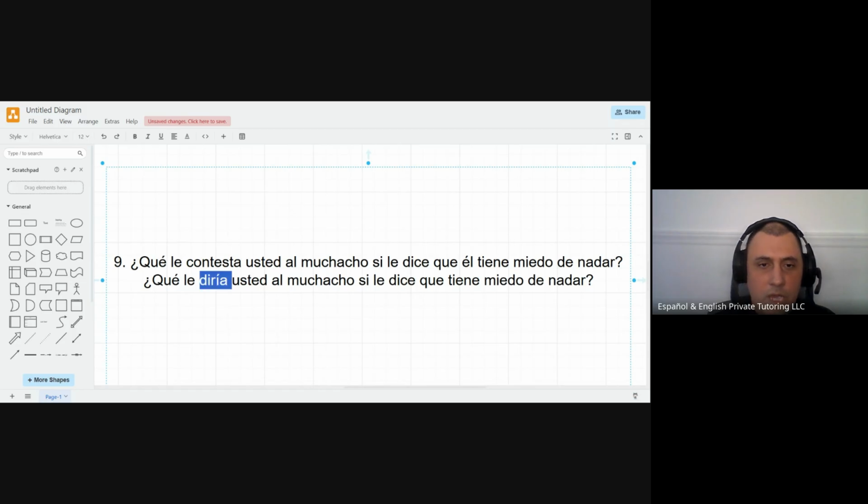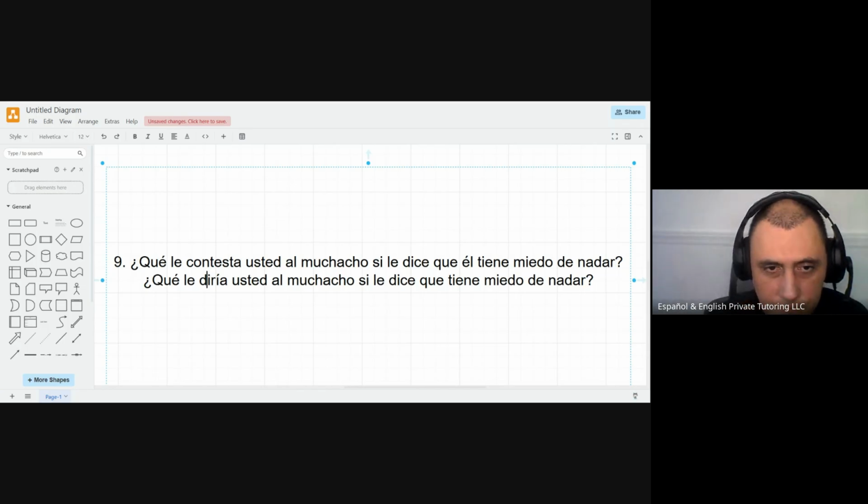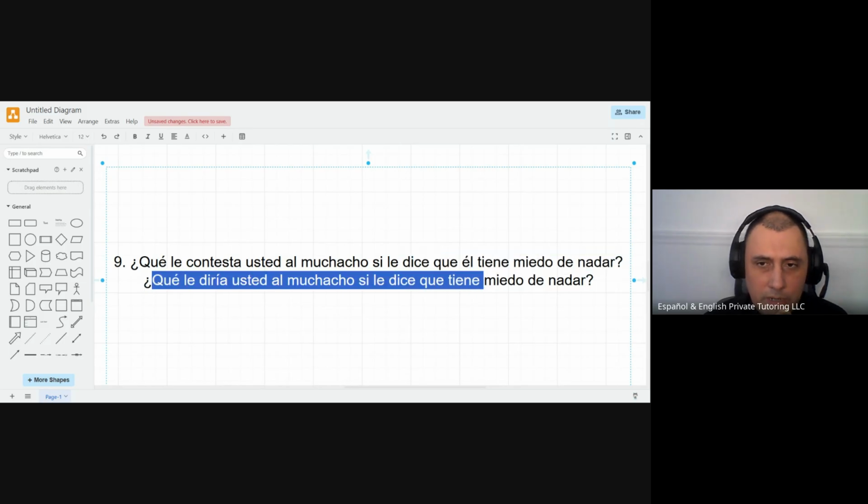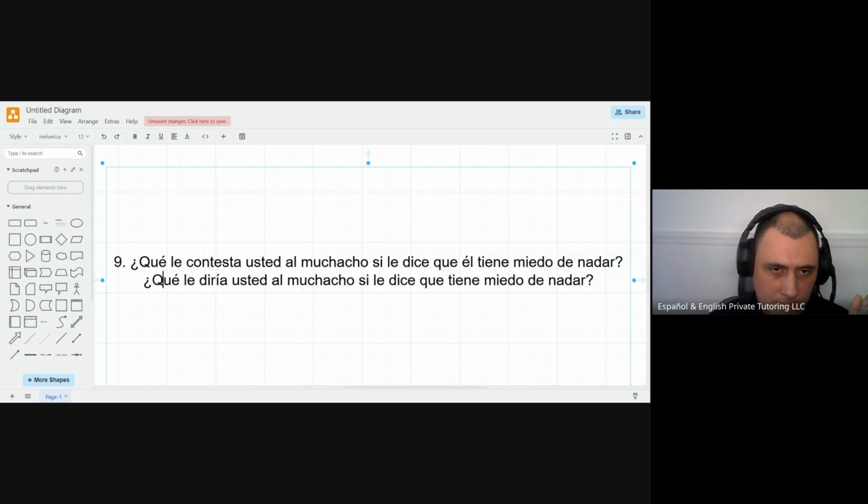For this reason, we have to use the conditional tense in the main clause. These are two clauses, which is too advanced for now. Okay. So use this sentence better. I know this is more advanced, but I gave you already the translation.